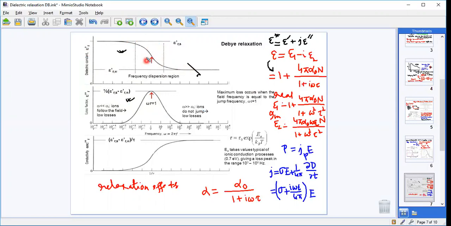What the Debye equation says. So this is the loss factor tangent. I am discussing the dielectric loss tangent a bit later. Then the conductivity follows the opposite behavior of the real part of the dielectric constant. As frequency increases, this also increases.